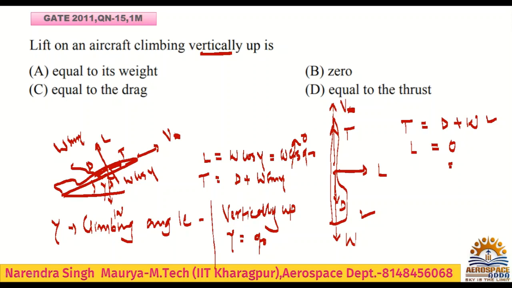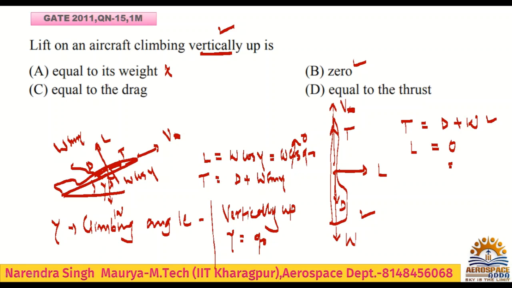Equal to its weight, because they have mentioned lift on an aircraft. So basically, they are asking for lift force. So lift equal to its weight? No. Lift equal to weight means it's a steady level. No, it is not a steady level. It is climbing and exactly vertically up. So this will be wrong. This lift will be 0.